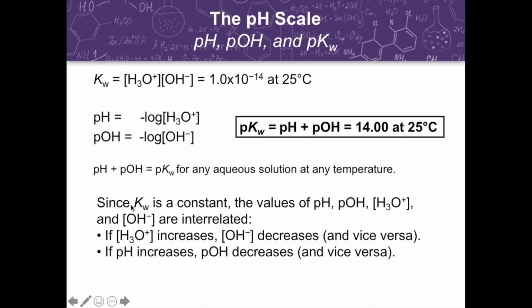As we have established earlier, since Kw is a constant, the values of pH, pOH, hydronium ion concentration, and hydroxide ion concentration are interrelated. As I have said earlier, if the hydronium ion concentration increases, the hydroxide ion concentration decreases, and vice versa. Likewise, if the pH increases, the pOH decreases, and vice versa.